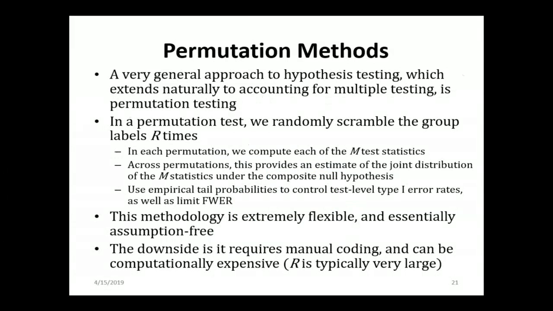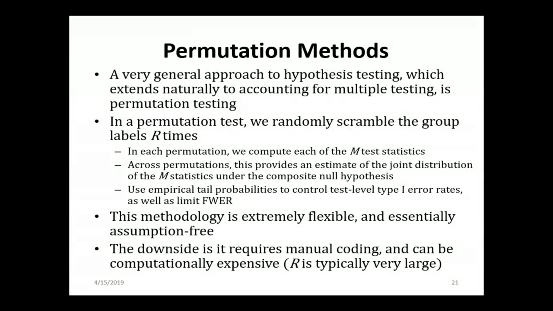And in each one, you calculate your test statistics. And then to control the type 1 error rate, you just use the tail probability, which will tell you how extreme the test statistic is. Now, when you're doing multiple tests, the only difference is you calculate all the test statistics under each of these permutations. And this gives you the joint distribution of these statistics, and then you use a joint tail probability to do the same thing.